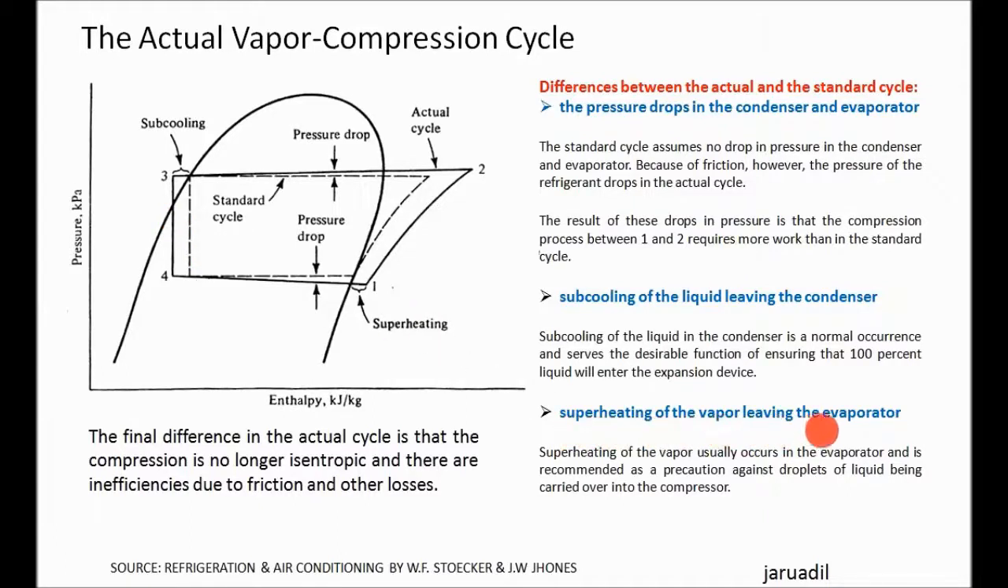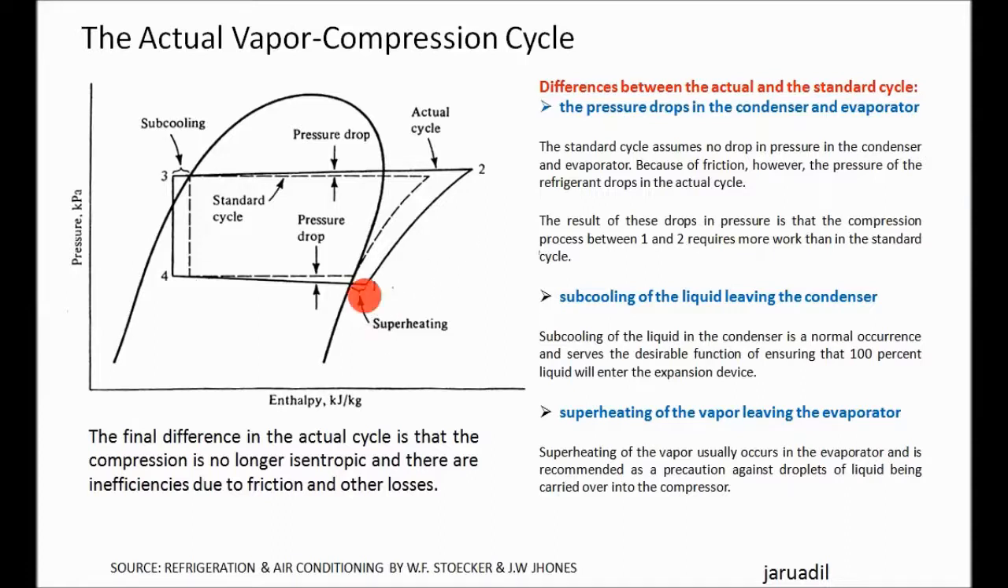Superheating of the vapor leaving the evaporator. The superheating of the vapor usually occurs in the evaporator and is recommended as a precaution against droplets of liquid being carried over into the compressor. So ito naman, maganda rin na epekto nito, yung nagkakaroon siya ng superheating. Para pagpasok niya naman dun sa compressor, ay sigurado ka naman na walang liquid na papasok. Lahat siya ay in vapor state. Kasi nga yung compressor, hindi pwedeng mapasukan yun ng liquid. Dapat lahat vapor ang pumapasok dun.